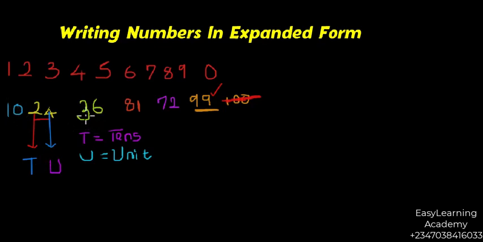36 here has tens and unit. 81, same thing. 99, all 2-digit numbers have two components. What are the two components again? The tens and the unit. Okay, so if I have 47 here, and I ask you to identify the tens and the units, what will be your answer?